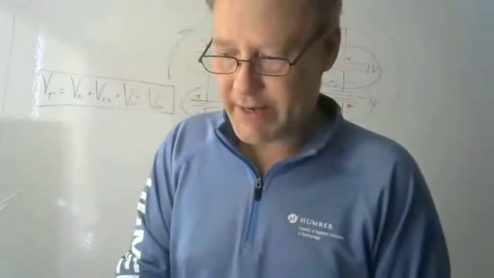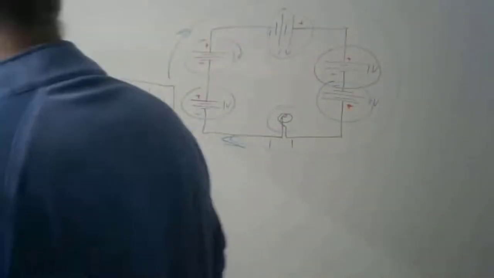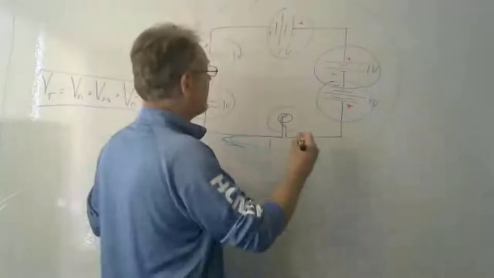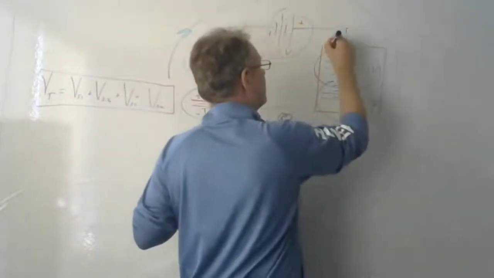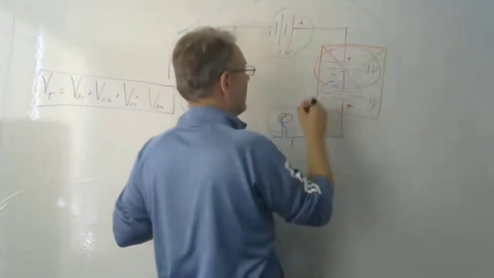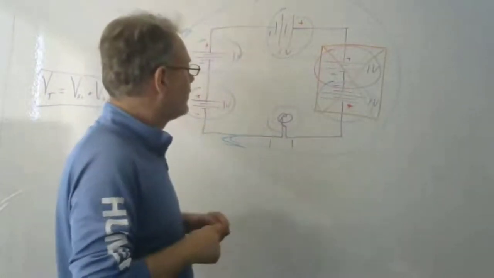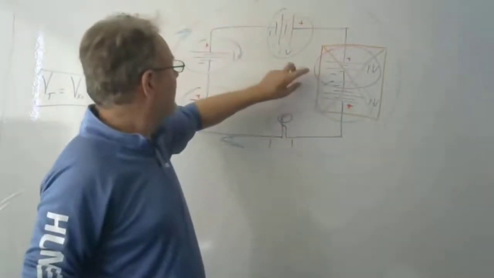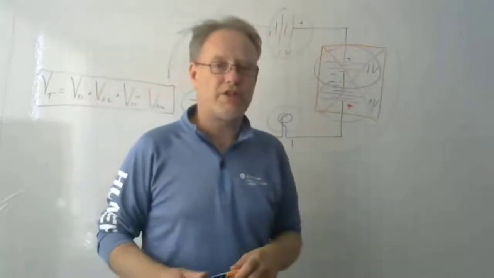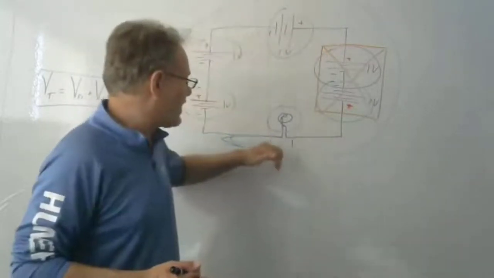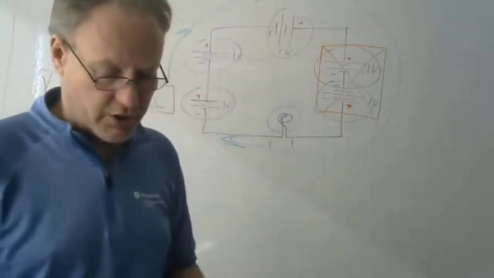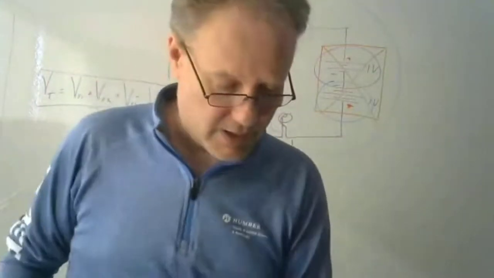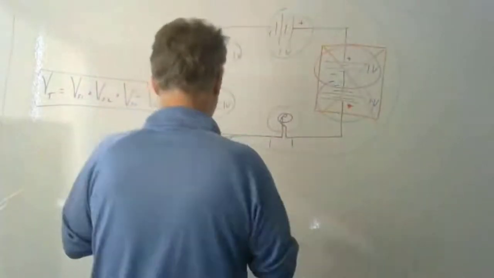Guess what? Watch this. I need a whole other color. Ready? These guys cancel each other out. Look at that. That's plus and that's negative. So the actual total voltage here is 3 volts. This thing actually sees 3 volts. And if we do the math, let me go back to my blue pen and show you.